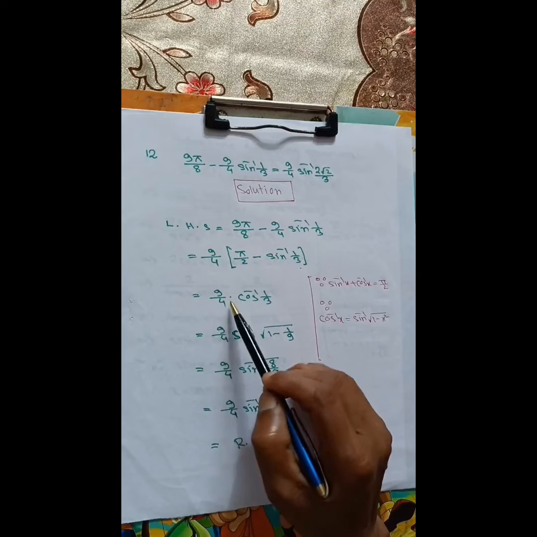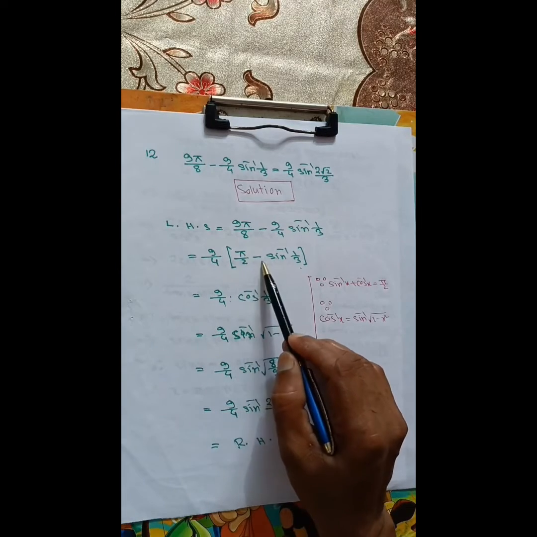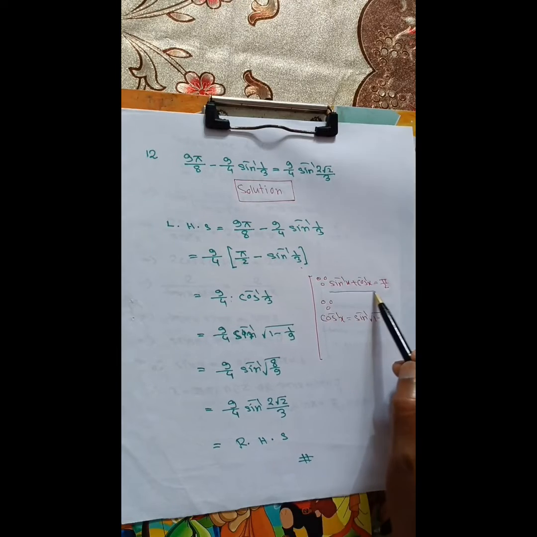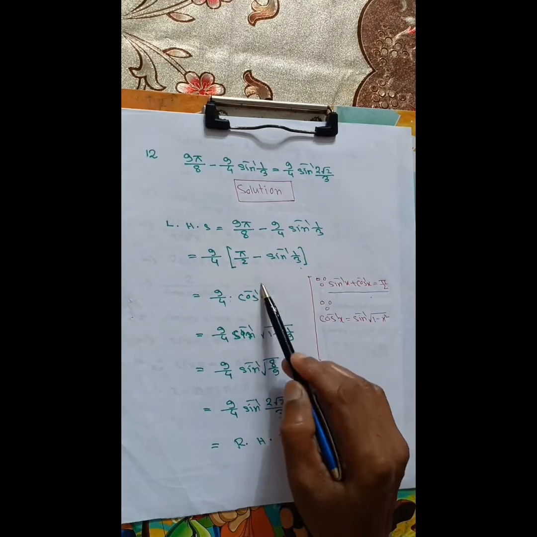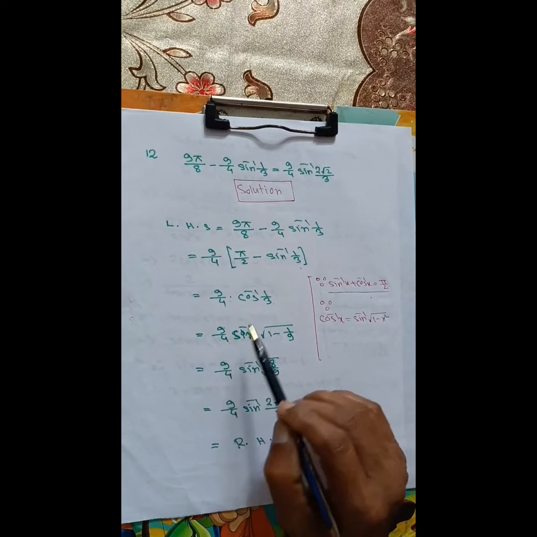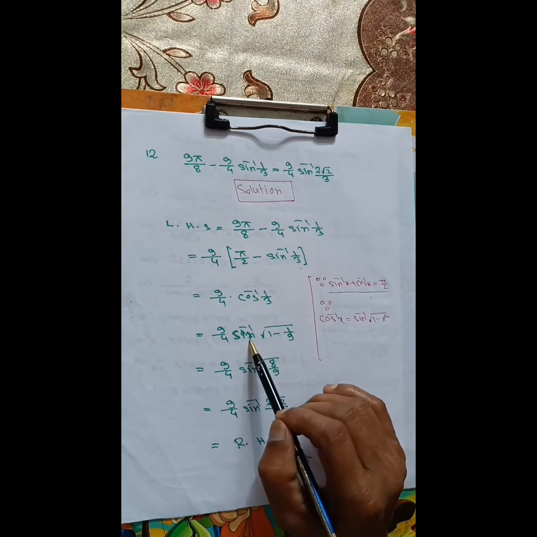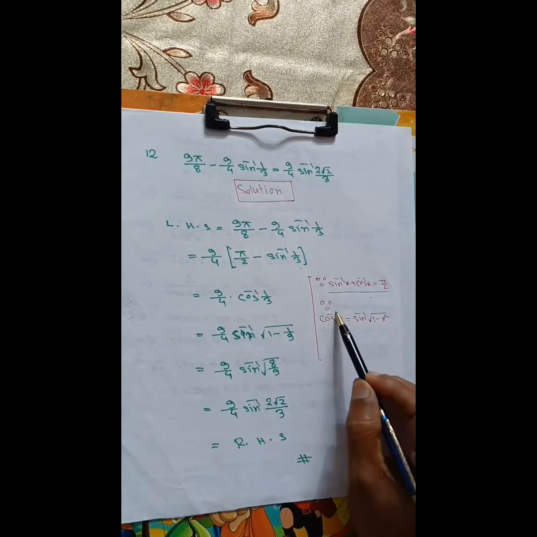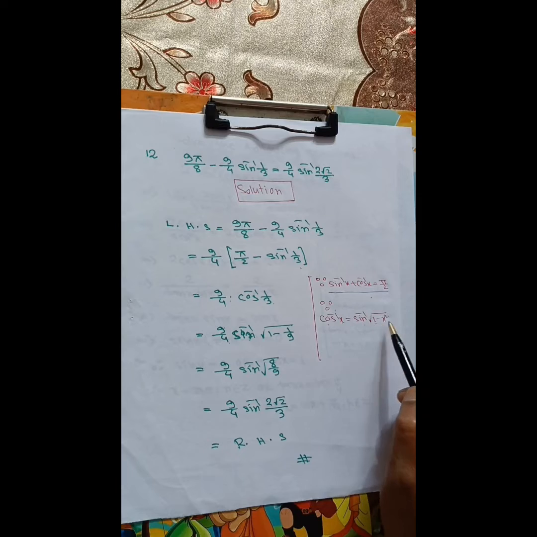Okay, that is 9 by 4. This is equal to pi by 2 minus sin inverse 1 by 3. Here we can use this formula. Okay, then we get cos inverse 1 by 3. That is, this equal to 9 by 4 cos inverse x is equal to what? Cos inverse x is equal to what? Sin inverse under root 1 minus x square.